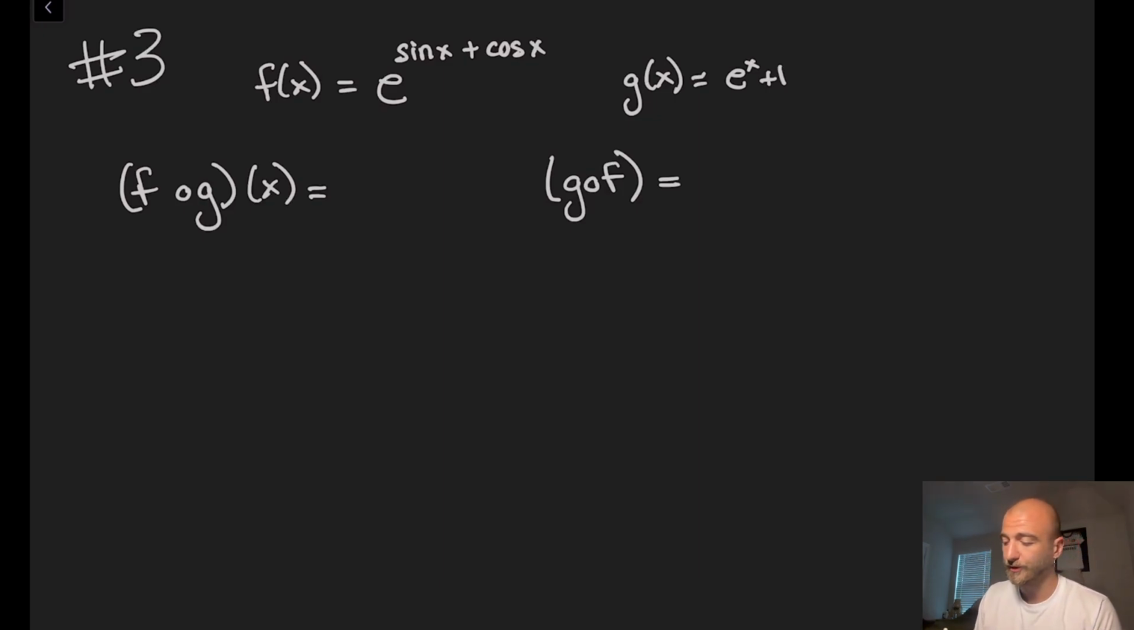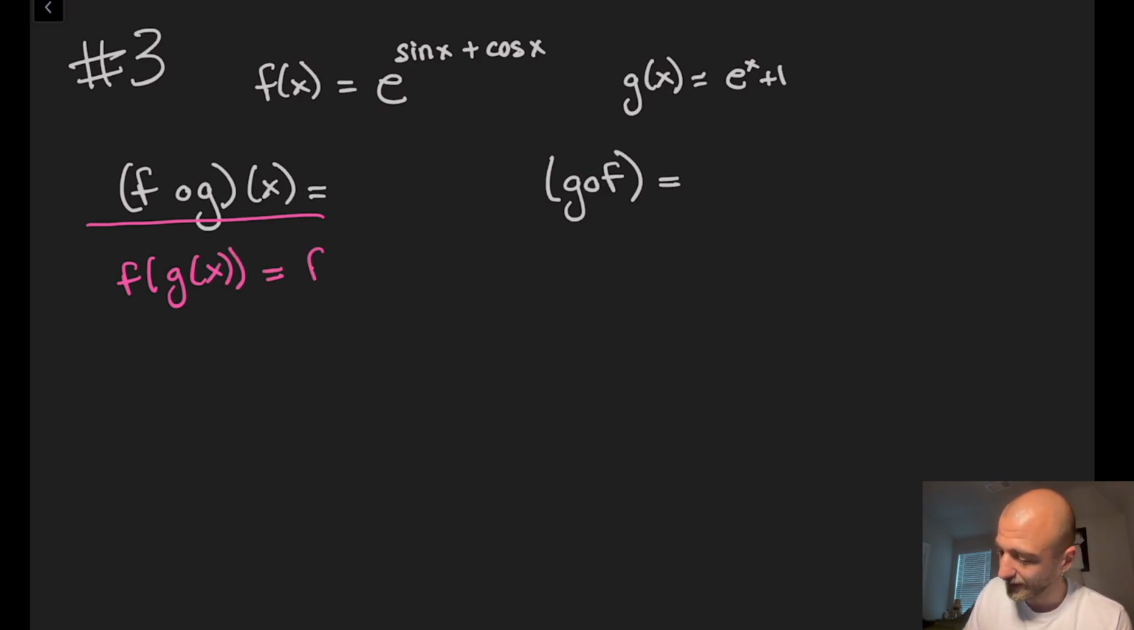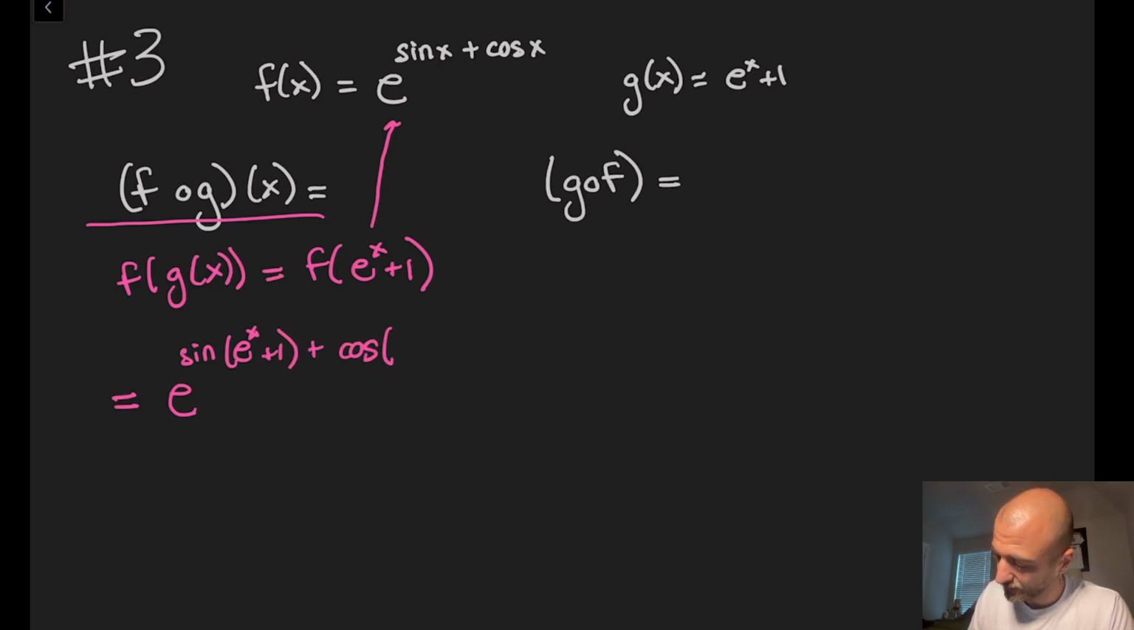Same thing as earlier. First, we're going to start off with f composite g, or f of g of x. Let's rewrite this in this slightly more intuitive form. Then we say, okay, I know that g of x is equal to e to the x plus 1. So I'm literally just going to plug e to the x plus 1 wherever I see an x term in my original f of x function. So that's going to be equal to e to the sine of e to the x plus 1 plus cosine of e to the x plus 1.